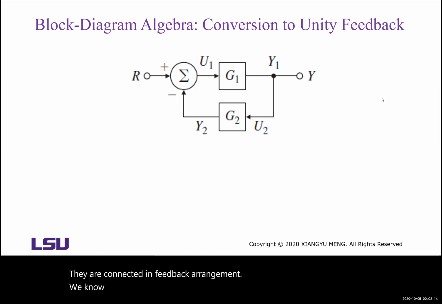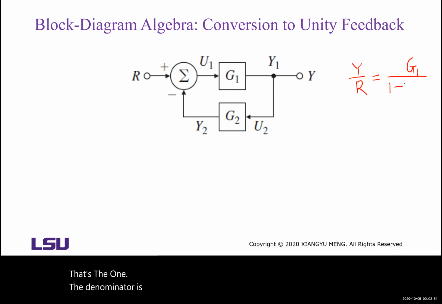We know the transfer function for the feedback arrangement from R to Y. The numerator is the forward path gain, that's G1. The denominator is 1 minus the loop gain, that is minus G1 times G2. So we have 1 plus G1 times G2 as the denominator.